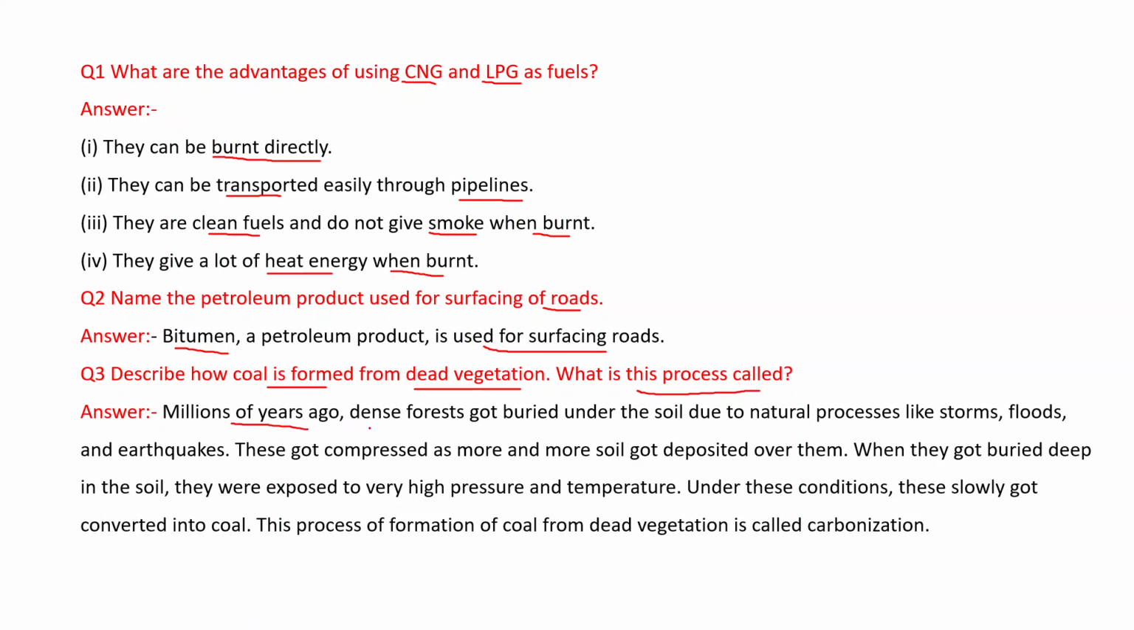Millions of years ago, dense forests got buried under the soil due to natural processes like storms, floods, and earthquakes. These got compressed as more and more soil got deposited over them. When they got buried deep in the soil, they were exposed to very high pressure and temperature. Under these conditions, these slowly got converted into coal. Okay, and this process of formation of coal from dead vegetation is called carbonization.